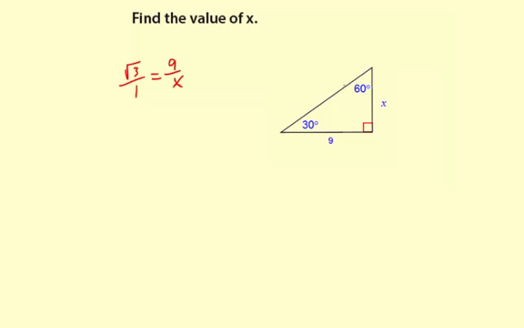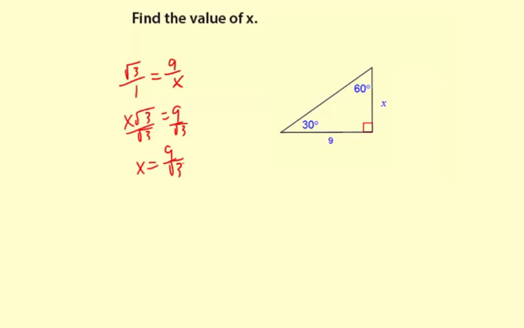Then to figure out what x or the short leg is, you just cross multiply. So x times square root 3 is x square root 3 equals 1 times 9, which is 9. And there are two different ways to solve this. I'll show you both. First way is you can divide both sides by square root of 3. So x equals 9 divided by square root 3.